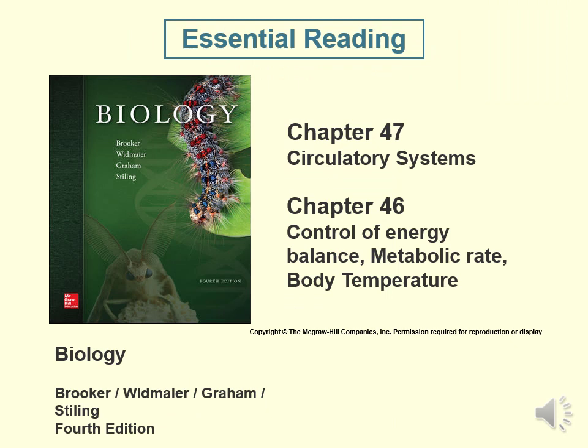So this lecture is about the cardiovascular system, specifically blood pressure, the heart, and also thermoregulation. There are two chapters in the Brooker Biology textbook that I would recommend you have a look at. These are a chapter on the circulatory systems, and there's also a chapter on control of energy balance, metabolic rate, and body temperature. So the chapters are 47 and 46 for the fourth edition of Brooker, but if you have a different version of Brooker Biology, then those textbook chapters will obviously be different.